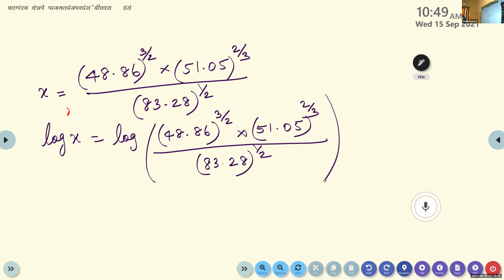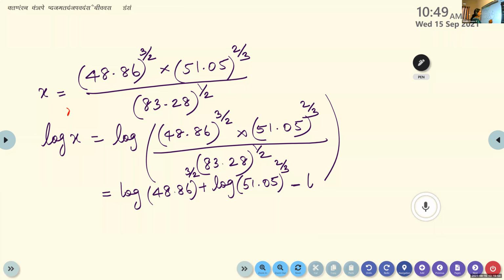Now use the property of log. Log a into b is log a plus log b, and log a by b is log a minus log b. So if it is coming in multiplication, we can write this as addition. So log 48.86 whole raised to 3/2 plus log 51.05 whole raised to 2/3 minus log 83.28 whole raised to 1/2.